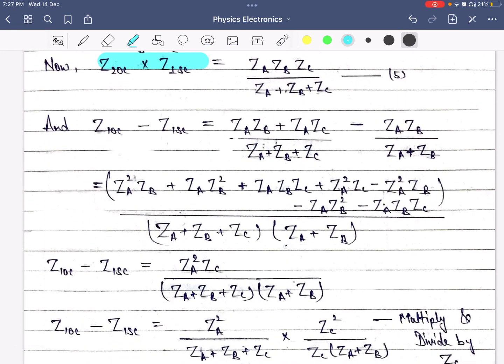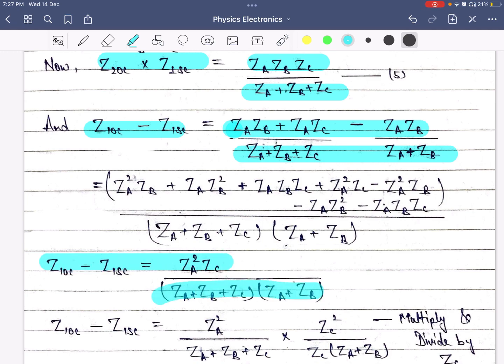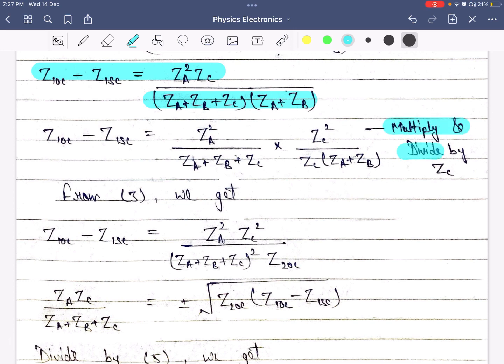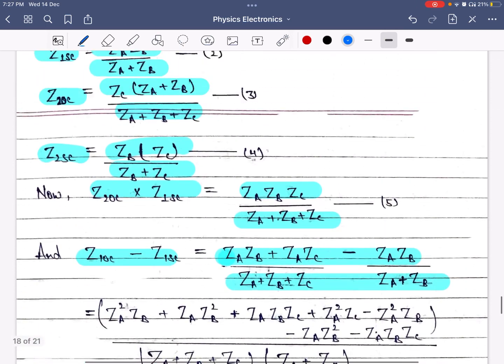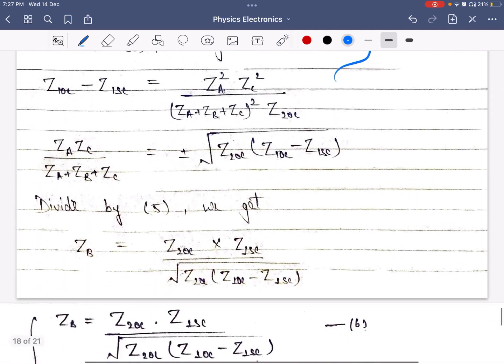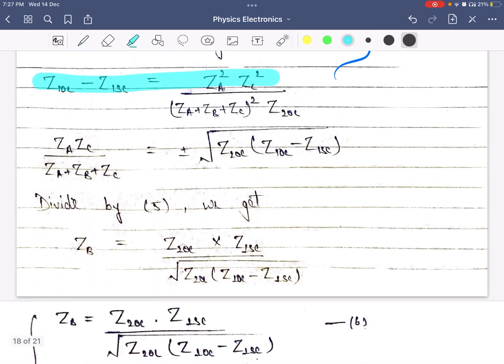Now we will multiply Z2OC and Z1SC, from which we will get this equation, and we will subtract Z1OC and Z1SC. Upon solving this equation, we will get this equation, which we will multiply and divide by ZC. Now here, ZC, ZA plus ZB can be replaced from equation third, and we will get this.